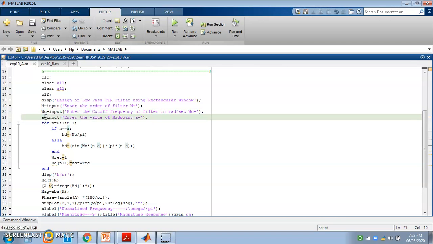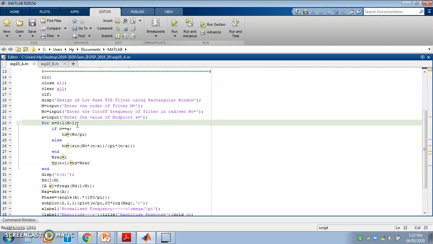So this is a parameter alpha. I am using the notation A, which is a variable that I am going to use in MATLAB. So here I have to enter the value of the center point or the midpoint of the impulse response, and it is nothing but the alpha. So here I have entered the system specification, that is the FIR filter's specification, and I am going to find out the desired impulse response and calculate its magnitude and phase.